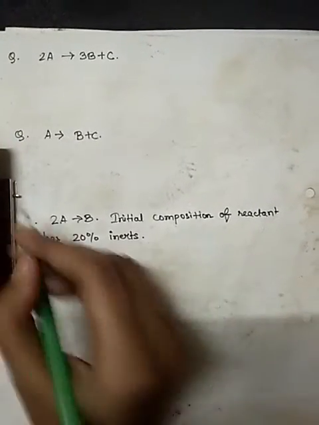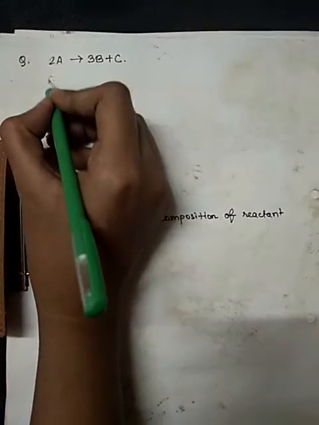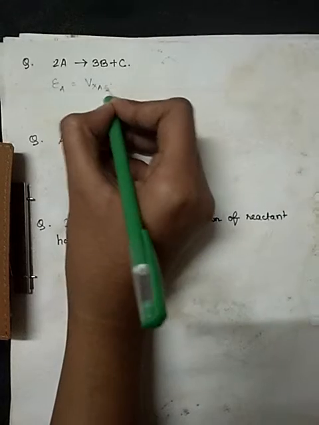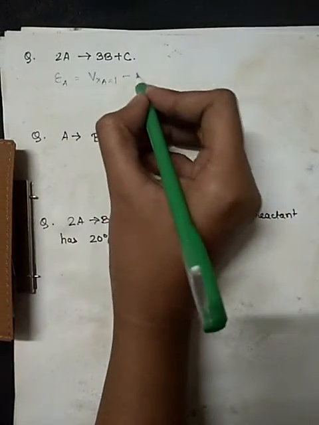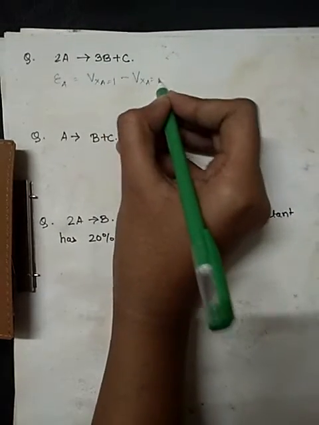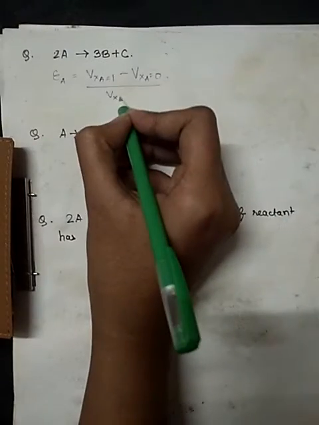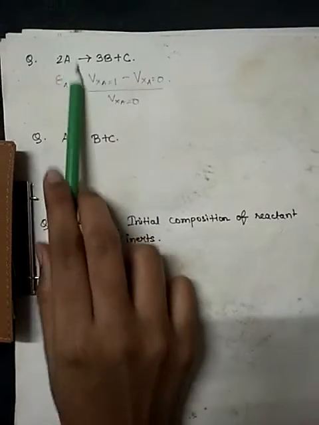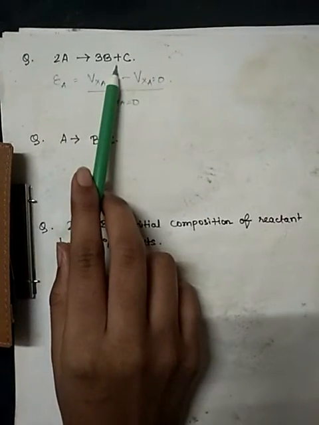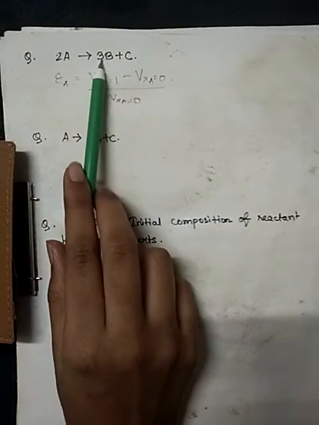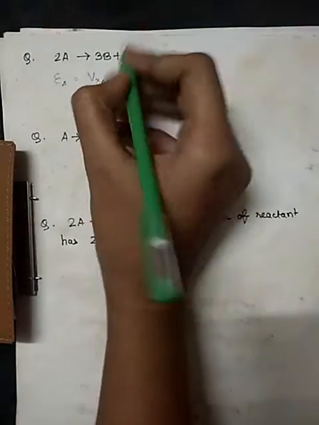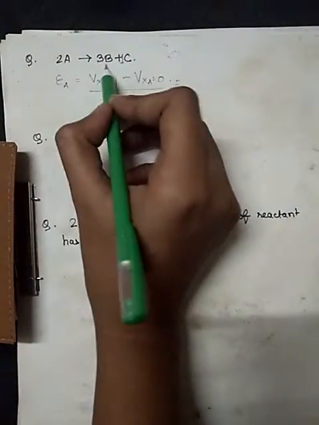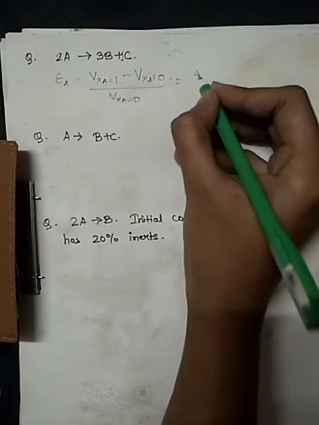So let's start. First, what was the formula of volume ratio? Epsilon A equals V at XA equals 1, that is at complete conversion, minus V at XA equals 0, divided by V at XA equals 0. When XA equals 1, that is the reaction is complete, there are only the products. So what is the number of moles of products? 3 plus 1. The stoichiometric coefficient here is 1, right? So the total number of moles in product is 4.